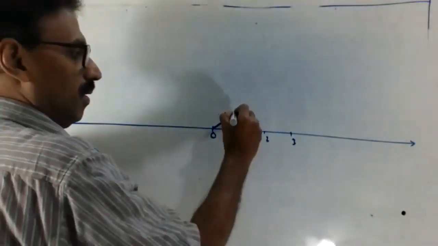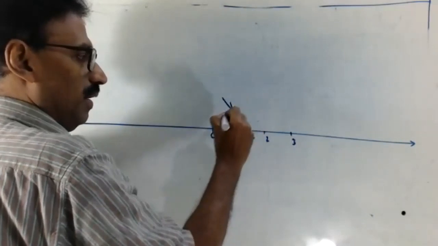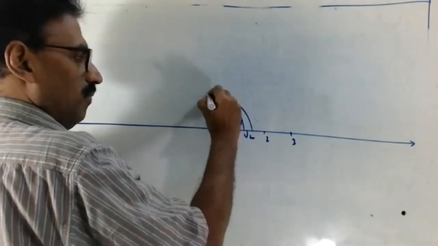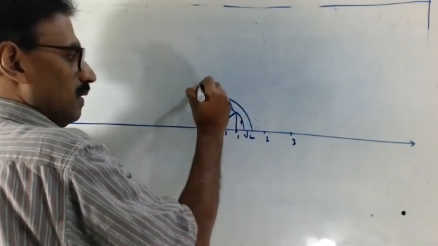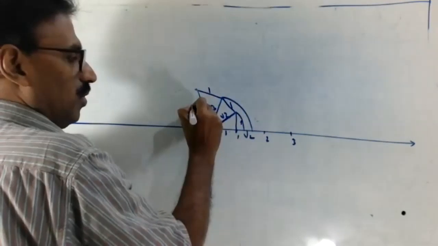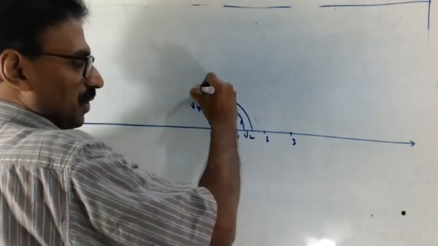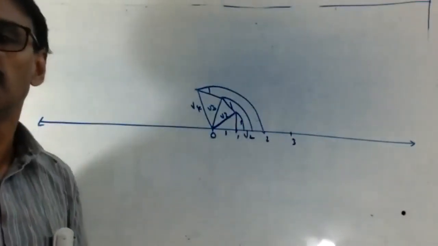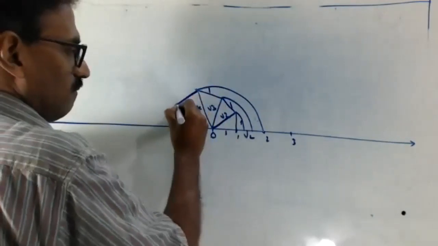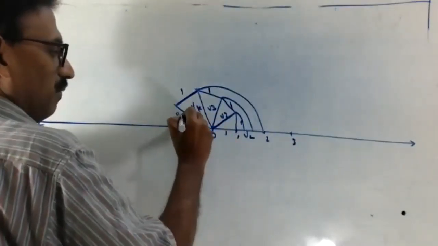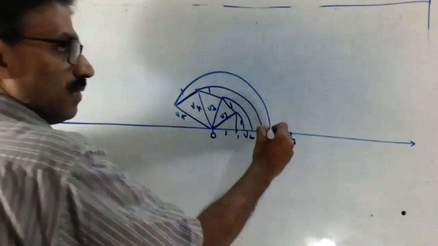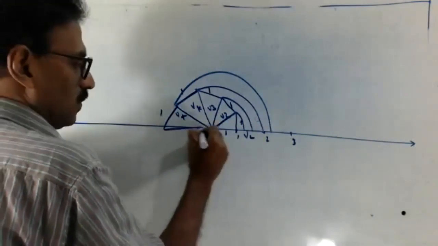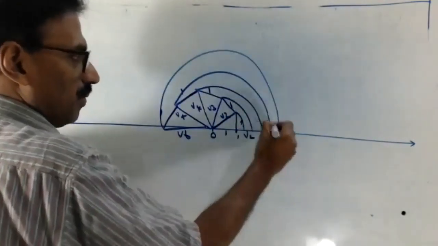Then again use the protractor in this case. Again 1, root 3, like this. Again 1, 1, this is root 3. So root of 4. When you draw this one, it will touch exactly 2. If not touching, something is wrong. Again 1, this is root 5. Then again 1, so this is root 6. Like that you draw.